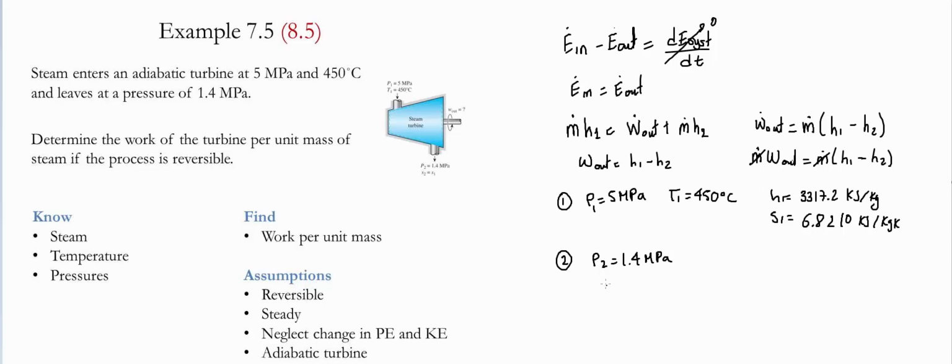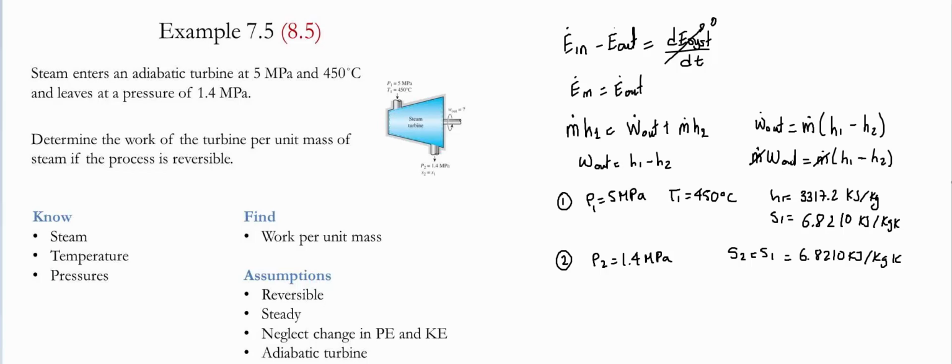For state 2, we have a final pressure of 1.4 megapascals, and it also indicates that the process is reversible. Therefore, the value for the final entropy is equal to the initial value for the entropy, and that is equal to 6.8210 kilojoules per kilogram Kelvin. Now we need to determine the phase at state 2.